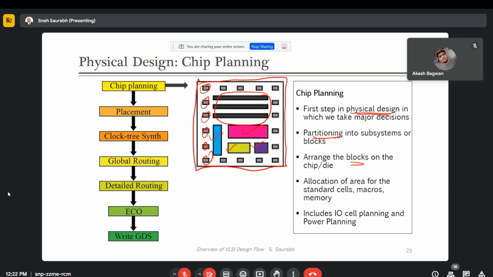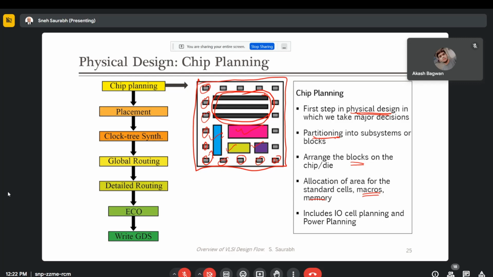Okay, so we need to place the IO cells during the chip planning stage. We need to place the bigger entities, which are known as macros, over the layout during the chip planning stage. We allocate area for the standard cells in our design.